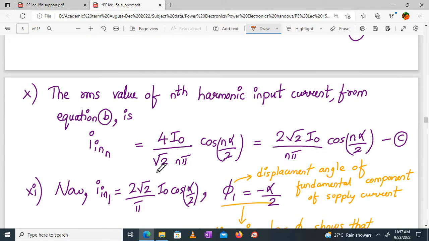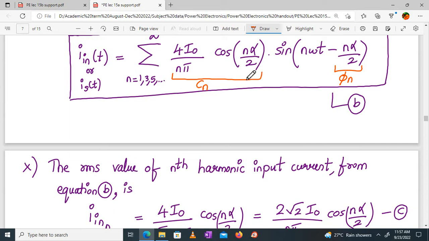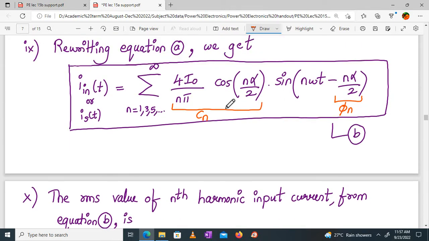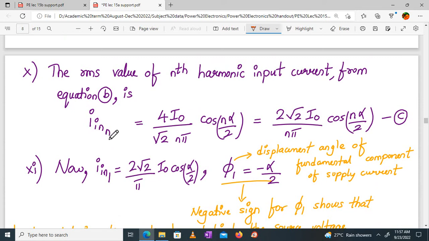Are you following what I'm saying? This Cn which is written now, you have to write the same thing from here, divided by root 2. That will be your In of n, the RMS value of the nth harmonic term. So write down In of n is 2 root 2 I naught divided by n pi into cos n alpha by 2. Equation number C.